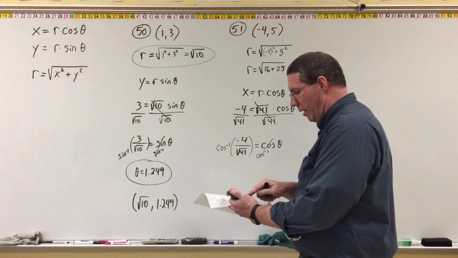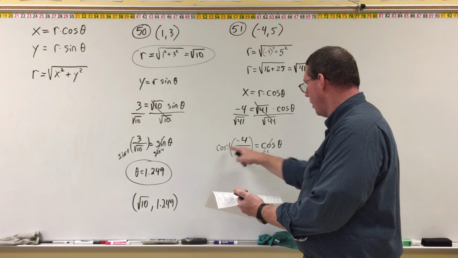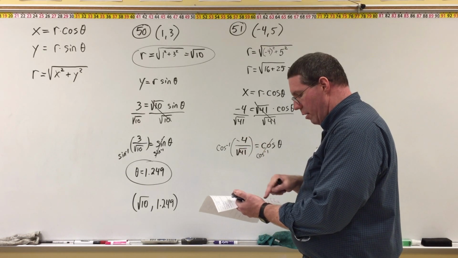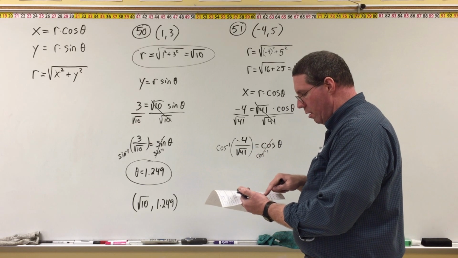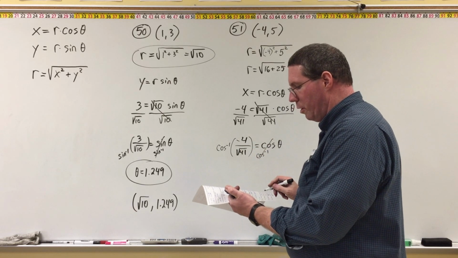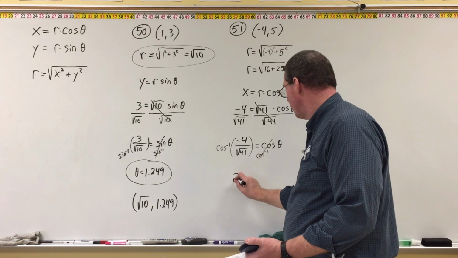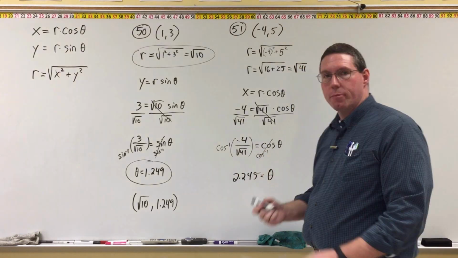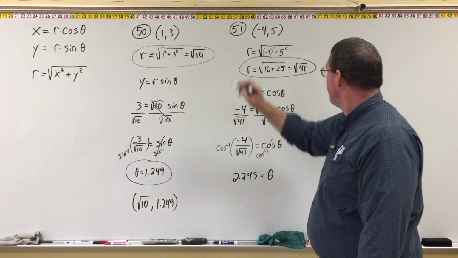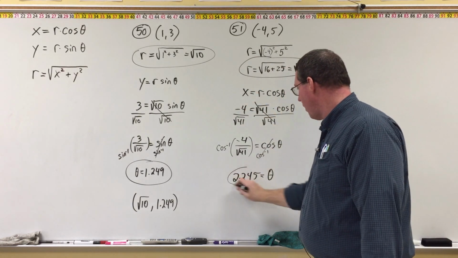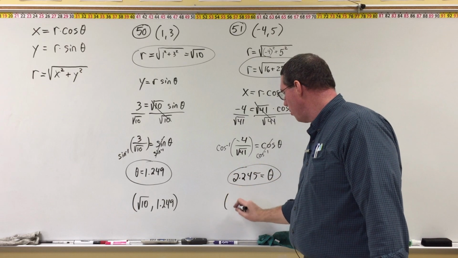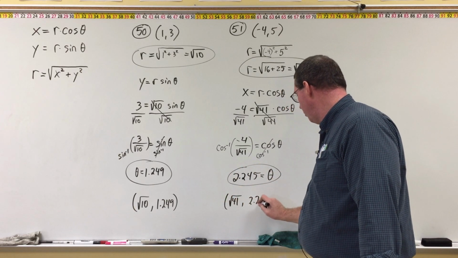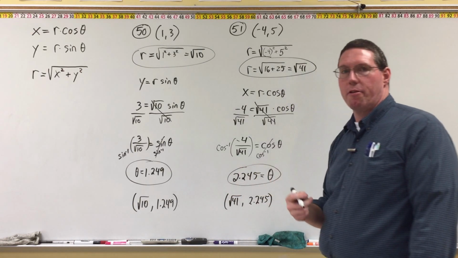I can do that in a calculator. Second cosine gives me cosine inverse. -4 divided by square root of 41. And then I'm going to get 2.245. 2.245 is equal to theta. And so our radius is square root of 41. Our theta is 2.245. So our polar coordinates are square root of 41, comma, 2.245. Moving on to the next question.